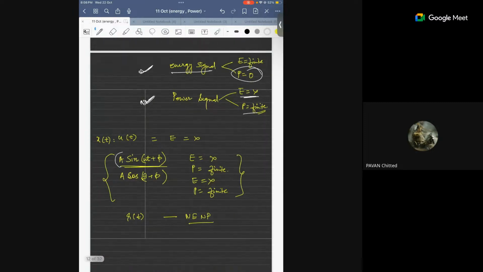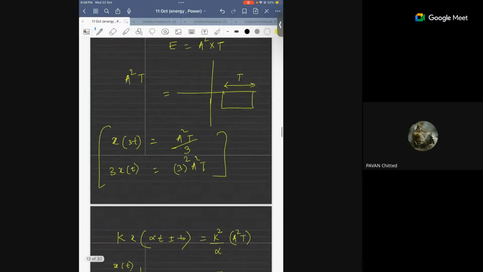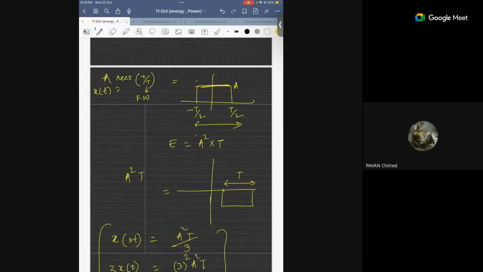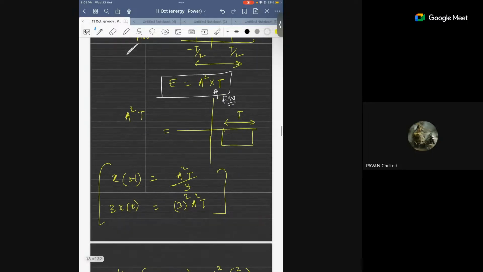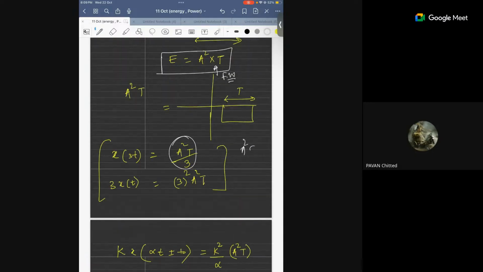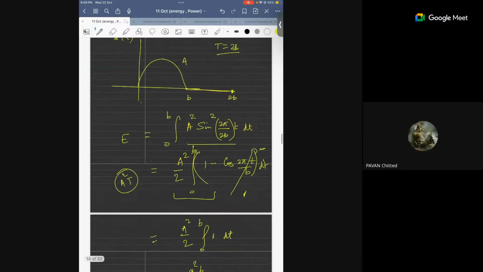For a sinusoidal signal, you already are aware that the power will be A square by 2. So all these things were dealt with in the last session. For a rectangular function, the energy was A square T, where T was the full width. Similarly, for a triangular signal, you will have A square T by 3, and if you write the full width, then it will be 2 times A square tau by 3. This is how you generally calculate.